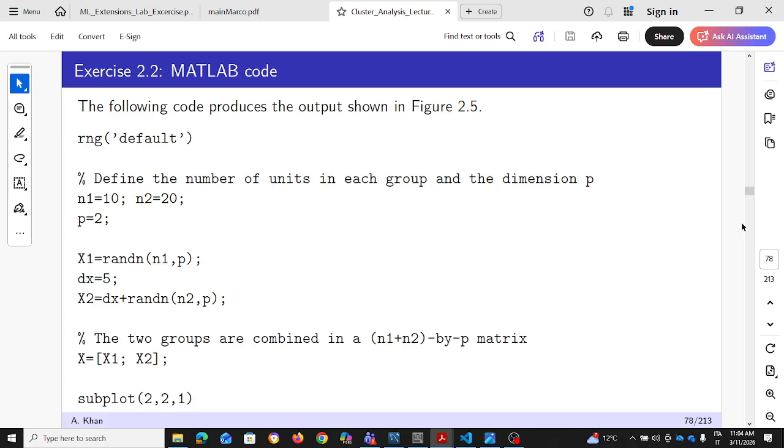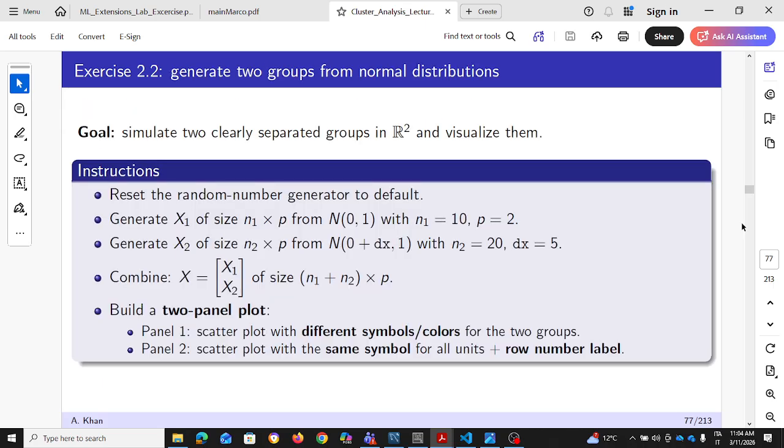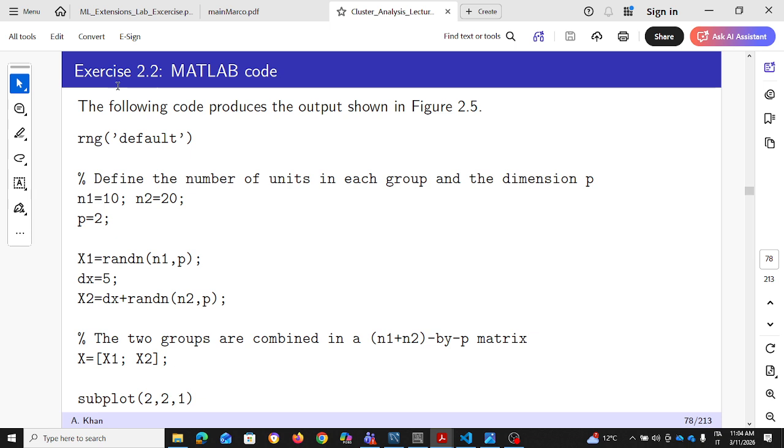Okay, to visualize these two points, are you with me? We have created two groups. One group is centered around the mean, the other has a shift of dx. So in MATLAB, how do we do this? We initialize the random variable, and we define our numbers: n1 is 10, n2 is 20, p is 2, and we generate a random distribution of these points. n1 is 10, p is 2, so we have the first group of points. Then for the next, n2 is 20, p is 2. Then we combine the two groups and plot them.